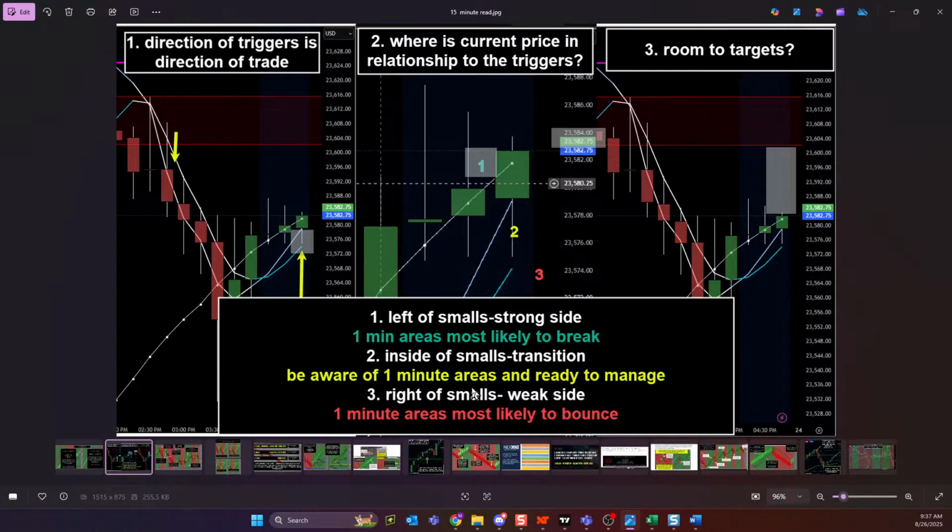And then the final question, we've defined momentum, we've defined direction. Do I have room to targets? Do I have room to get to trouble on my large chart? And if you have room, it's time to go look for an entry. Is everybody with me so far?